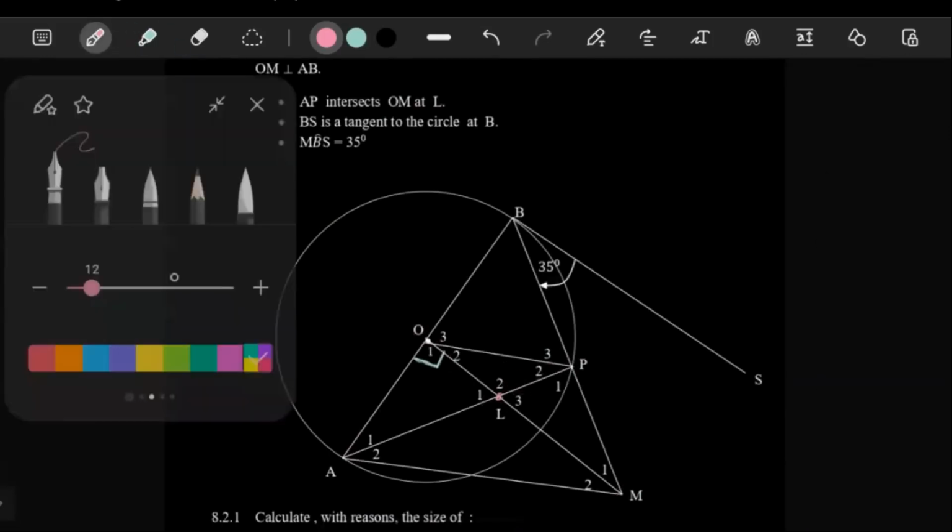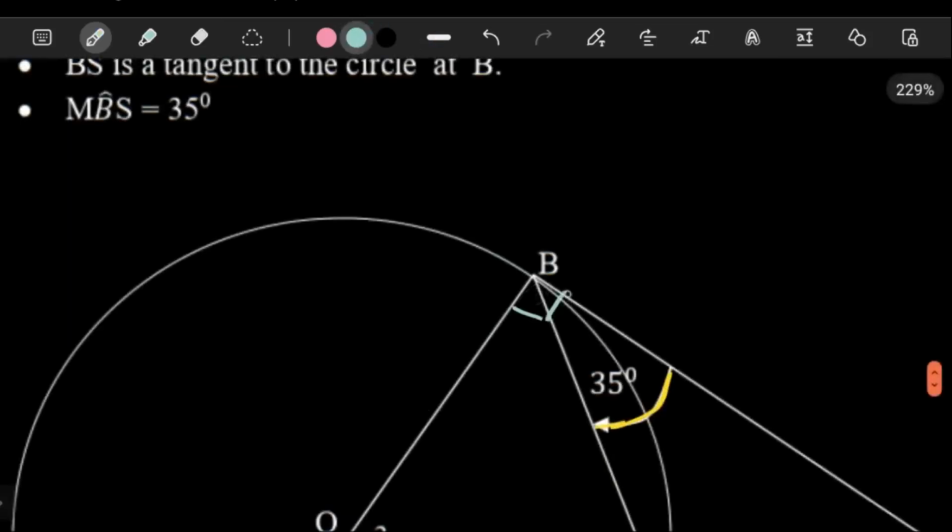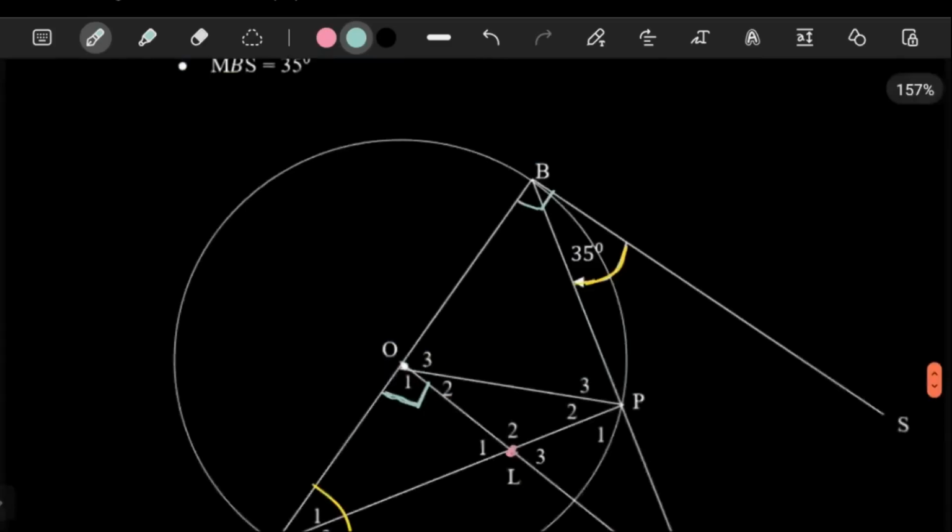And then it says BS is a tangent, B going all the way to S. So if this is 35, it means that this angle here is also equal to 35 because of the tan-chord theorem. Now, the other idea is this is a radius side and this is a tangent. So it means that this is automatically equal to 90 degrees.